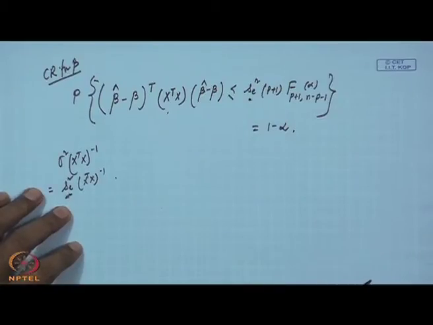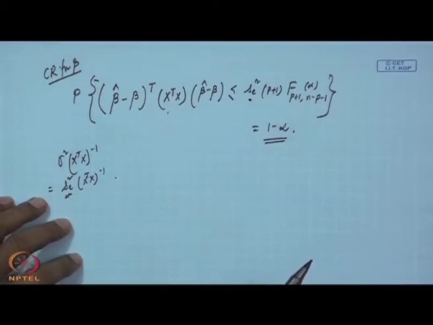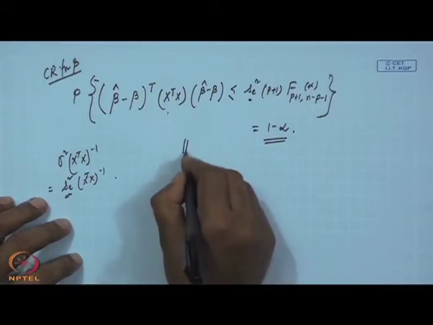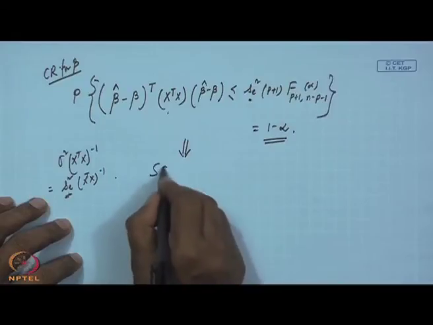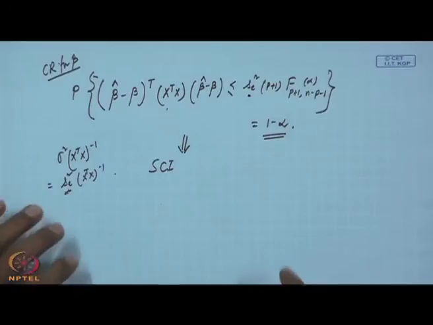But what will we do with the confidence region? Parallelly, what do you require to do? You require to go for simultaneous confidence intervals. Understood, Tanmay?